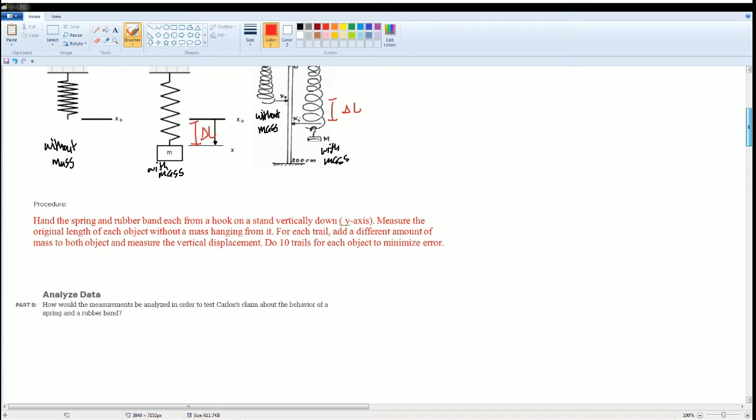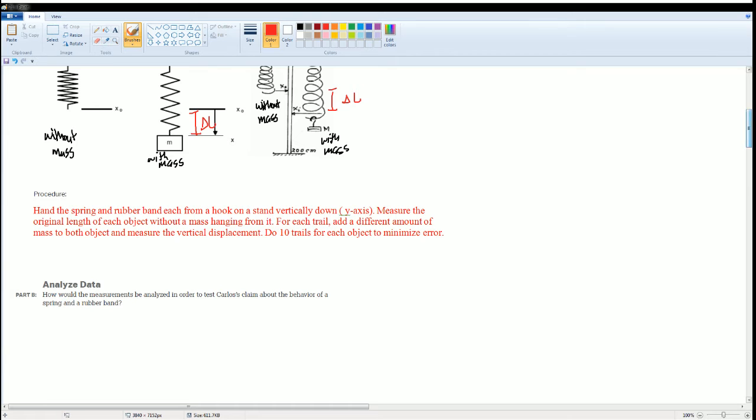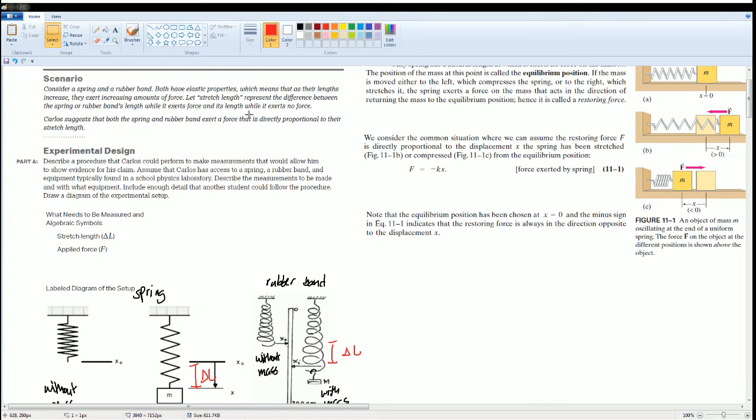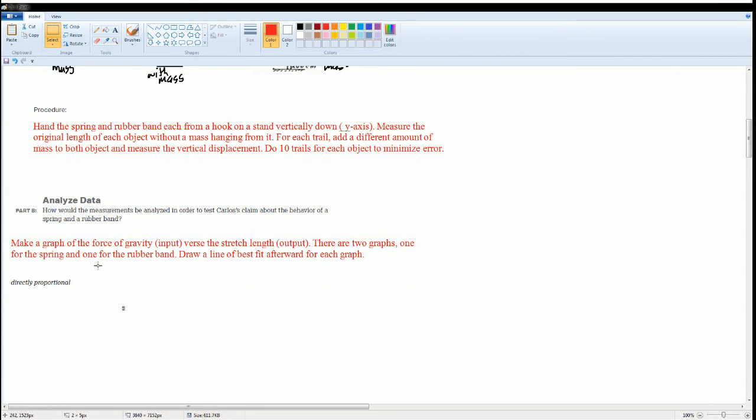How would you measure and analyze the graph, based on that behavior, to see if it's correct or not? I wrote that I'm going to make a graph of the force of gravity, the input, versus the stretch length, which is going to be the output. There are going to be two graphs, one for the spring and one for the rubber band. I'm going to draw a line of best fit. It's going to have a direct proportionality if it is linear, which should look something like this. When it is not directly proportional, like if it's quadratic, it will look something like this. We would like something like this to show direct proportion. If it shows something else, like this, it's not directly proportional.